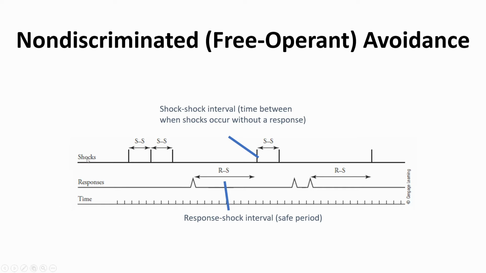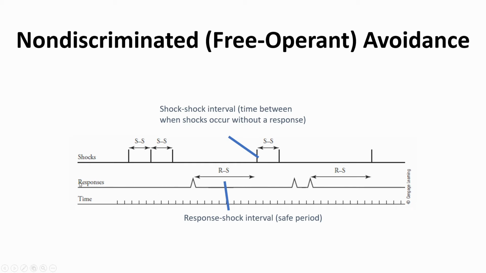If we look just at the shocks here, we have our SS interval, and each of these ticks means that a shock is being delivered. We can say that this SS interval is 10 seconds. So every 10 seconds, there's going to be a shock delivered. And that shock is delivered at the end of that 10-second period, unless, of course, our second time interval comes into play. And this is our response shock interval, or RS interval.